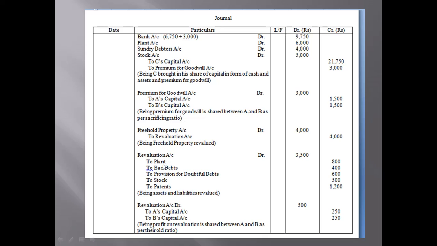And I hope you know these journal entries now, this revaluation account. If you have not understood, please look at the previous video of question number 46. Still, if you don't understand and you want me to explain, let me know.